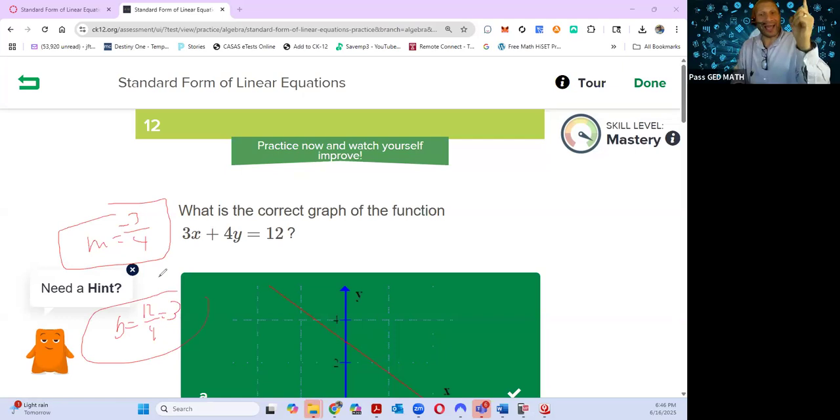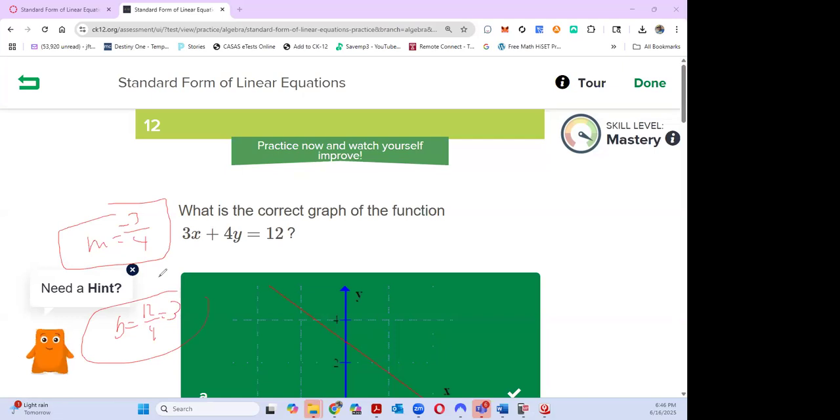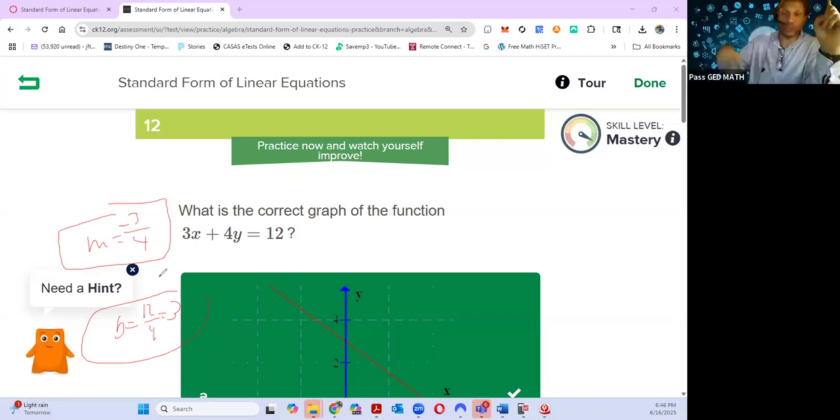So the first step, identify your equation as slope-intercept form or standard form. If it's slope-intercept form, m is what's in front of your x. It's your slope. Your b is your y-intercept. If you're given a standard form, identify your A, identify your B, identify your C. Slope is the opposite of A over B.